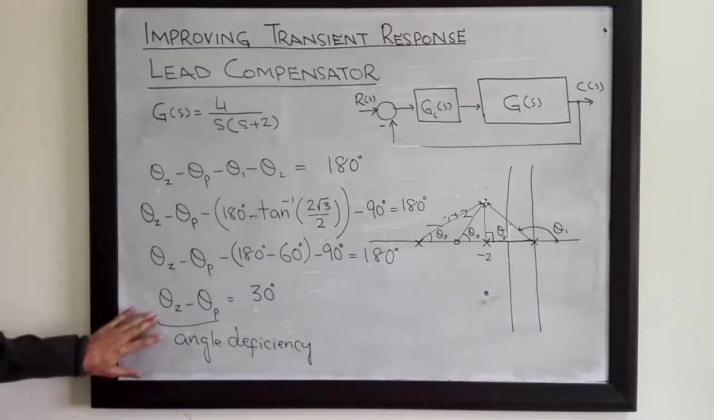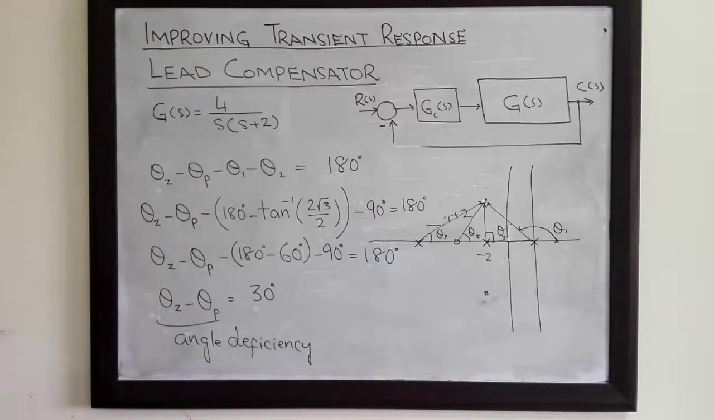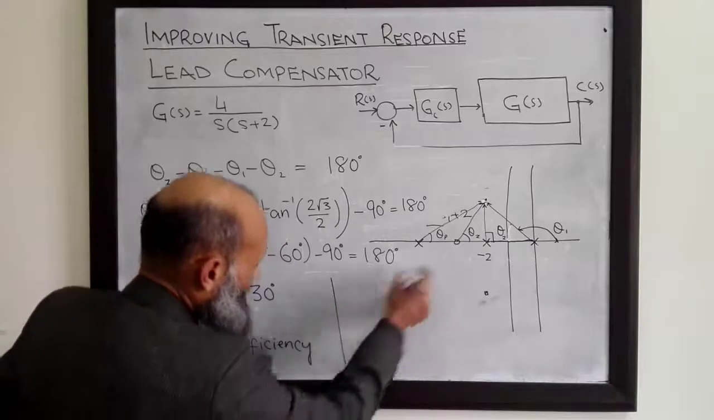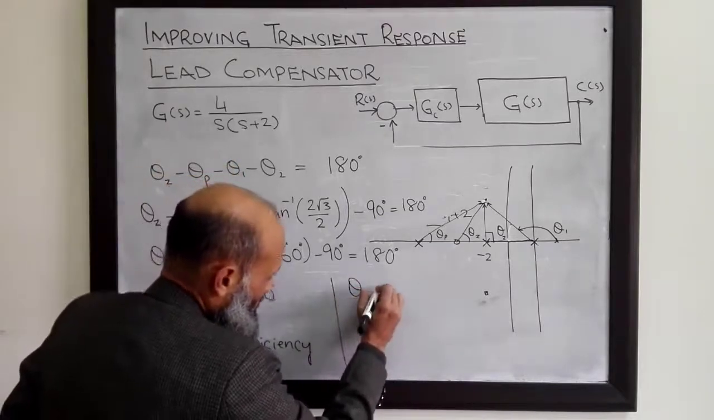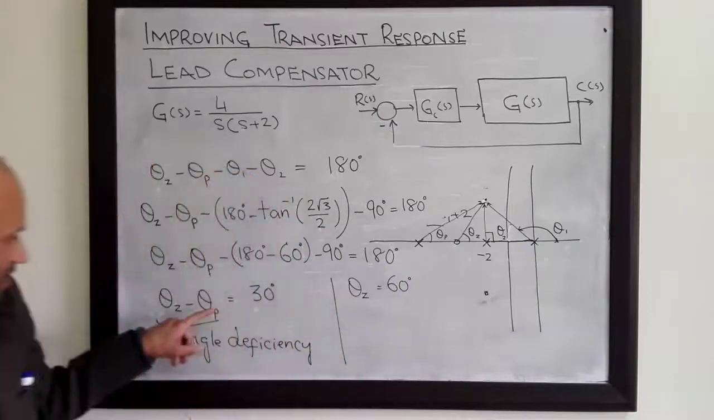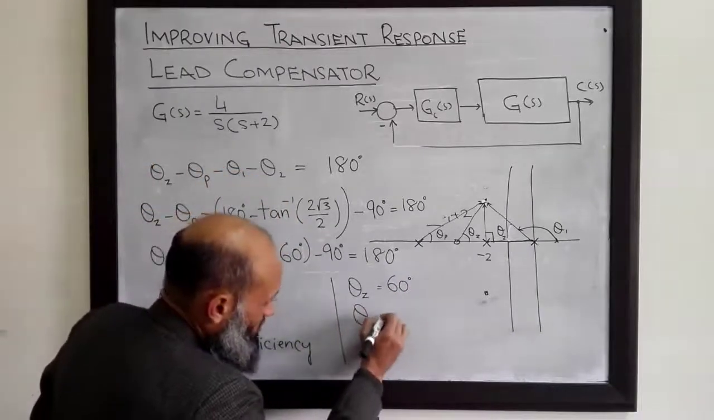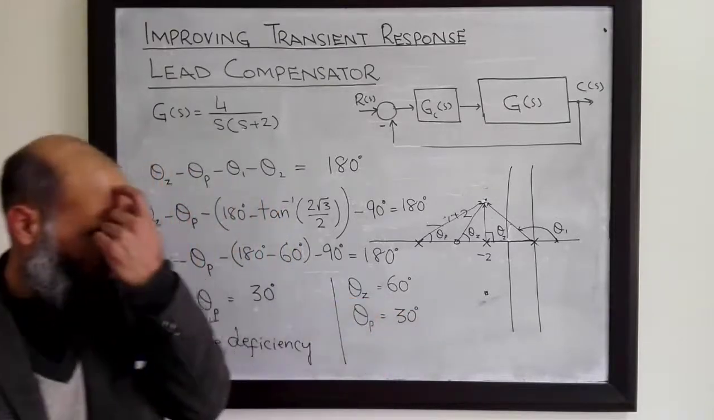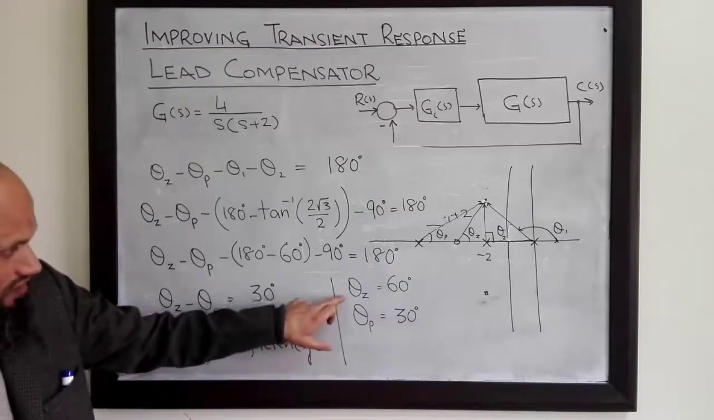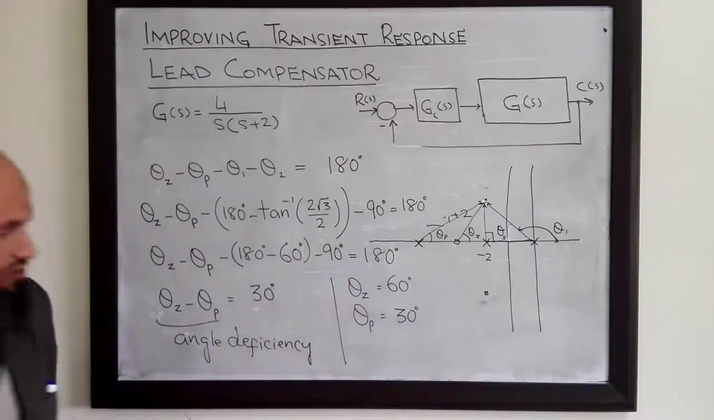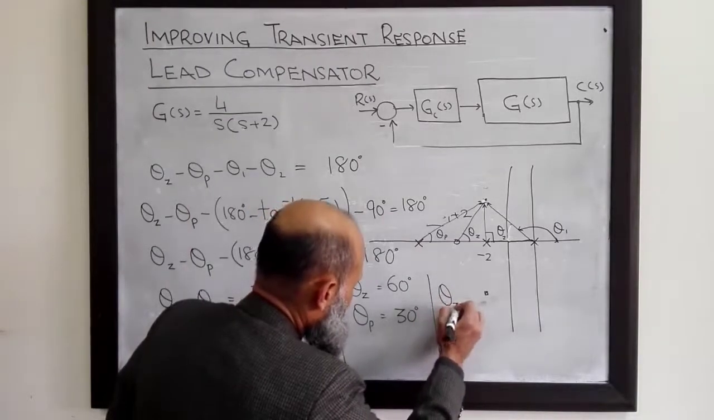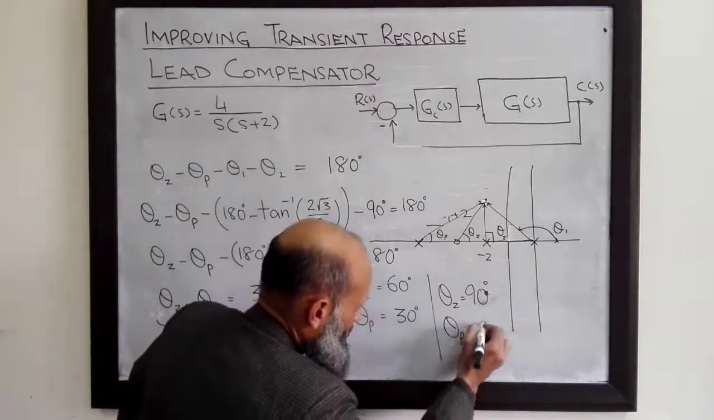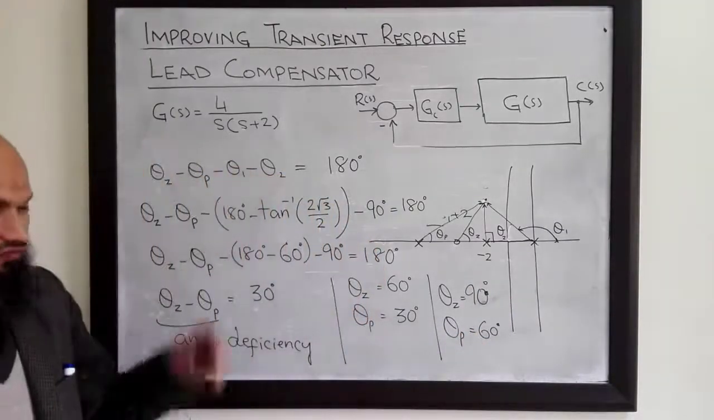So this angle deficiency can be fulfilled in several different ways, and there are several different choices. For example, we can place the 0 such that it contributes an angle of 60 degrees and place the pole such that it contributes an angle of 30 degrees, so that this difference becomes equal to 30 degrees. So for example, this is one choice. This is not the only choice. Another choice can be that we contribute 90 degrees by the 0 and 60 degrees, for example, by the pole. So there are infinitely many choices.